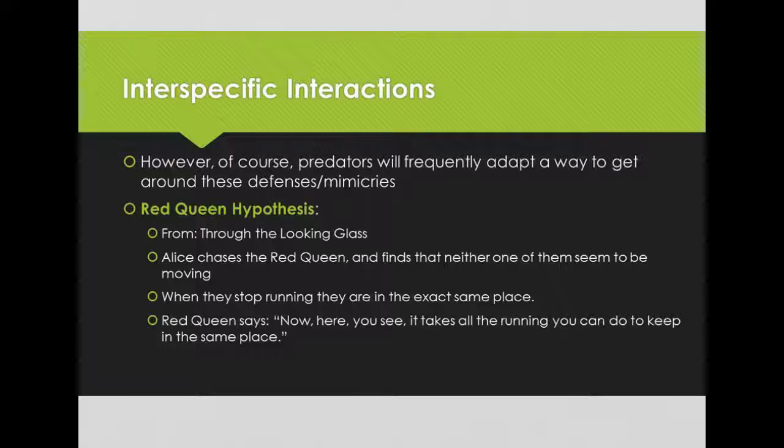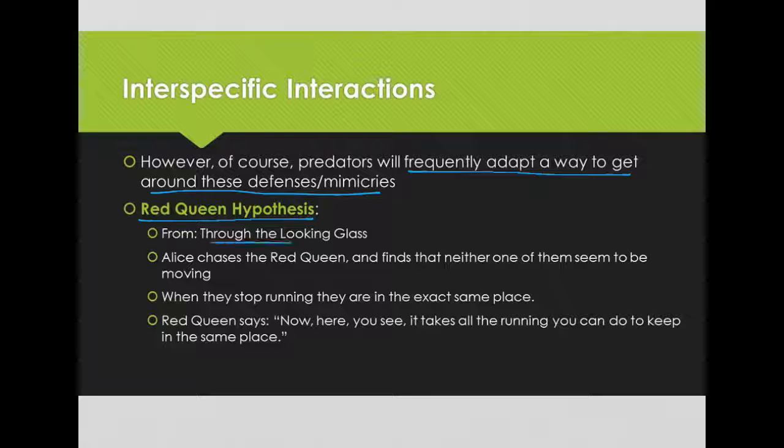This is going to be my community interactions video, part 2. We left off in the other video talking about predator-prey relationships or parasite-host relationships and the way that prey can defend themselves from predators. Now, of course, predators will frequently adapt a way to get around defenses or mimicries that prey have developed to avoid them.